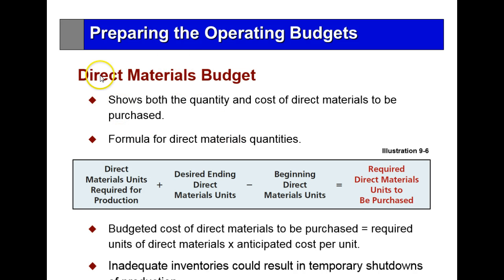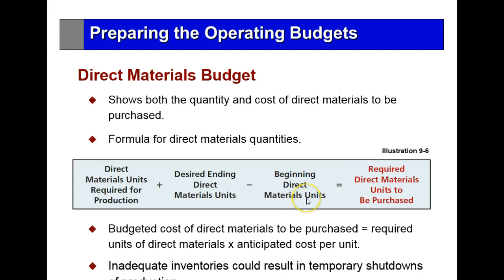Then from there, we need to create a direct materials budget. How many materials do we need on hand to produce the amount of items we need? This shows both quantity and cost of materials, and we've got a formula here for quantities. We show the direct material units needed plus whatever our ending units are, minus our beginning units, are the required direct material units we need to purchase.